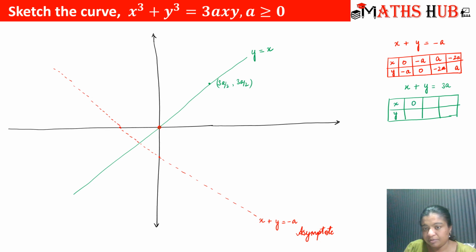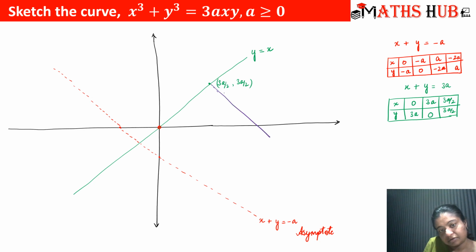Put x equal to 0, y will become 3a. Put y is equal to 0, you will get x is equal to 3a. So if 3a is somewhere here, and if I put x as 3a by 2, then y will also be 3a by 2. That means the tangent will be somewhere here, passing through this point. So this is x plus y is equal to 3a.